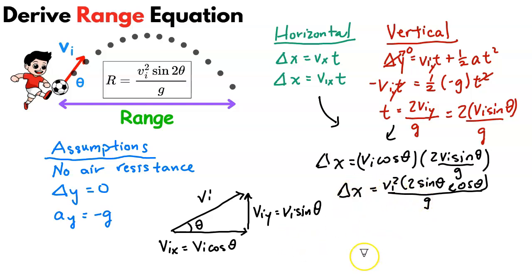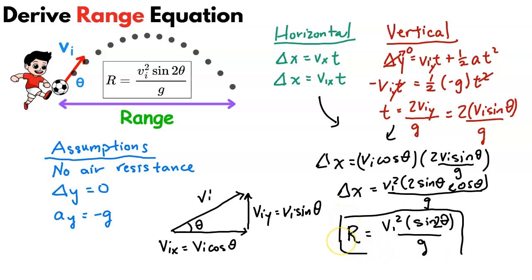And we're looking for this delta x. We can also call delta x r for range; sometimes you'll see it written as r for range. So we end up with vi squared, and now this is a trig identity: 2 sine theta cosine theta is equal to sine 2 theta. So that's just sine 2 theta, divided by g. Okay, so this is your range equation.